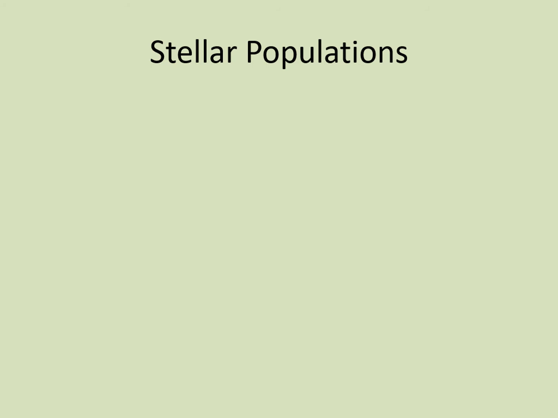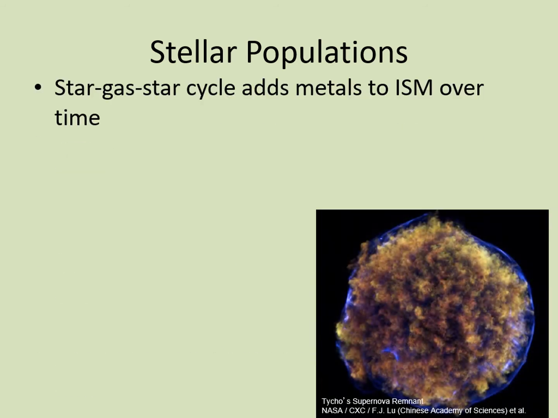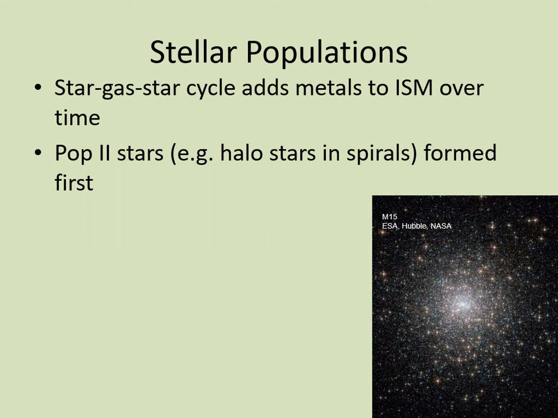In the chapter on the Milky Way, we saw that the stars in our galaxy are divided into more metal-rich population 1 stars and metal-poor population 2 stars. This reflects the evolution of the interstellar medium these stars formed out of. The star-gas-star cycle enriches the ISM, so the more metals a star has, the younger it's likely to be. Hence, population 2 stars are generally older than population 1 stars.